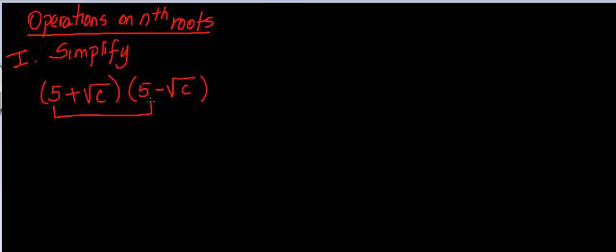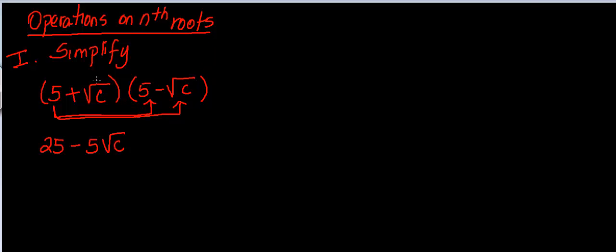I'm going to do the first one with the first one in the other parentheses. That's 25. Then we take that same one, but we multiply it times negative square root of c. So that's going to give me negative 5 square root of c, because 5 times negative square root of c is negative 5 times the square root of c.